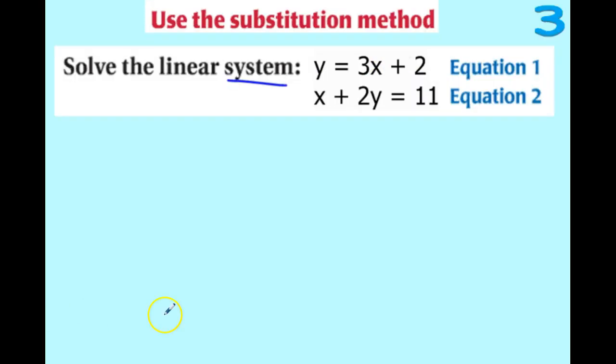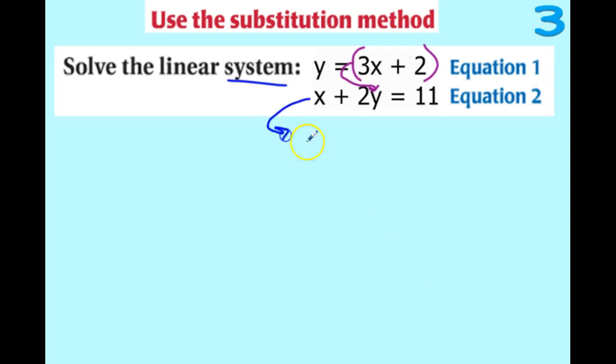So for example, in this first equation, we have y all by itself. So anytime I see y in my other equation, I'm going to plug in whatever it's equal to. So this one, y is equal to 3x plus 2. I'm going to take that 3x plus 2, and plug it in anytime I see the letter y. So I'm going to take that whole piece and plug it in for y in the second equation.